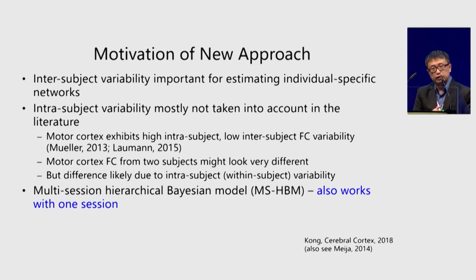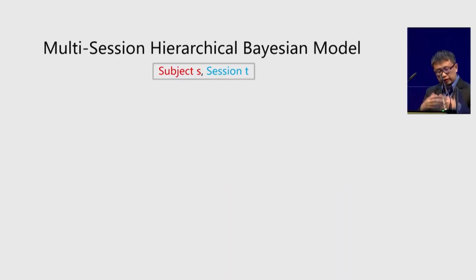So Ruby developed a multi-session hierarchical Bayesian model. This model needs to be trained on multi-session data, but the nice thing is that once it is trained, it can work with 1 session of data. Let me just give a quick overview of the model. Let's denote subject by S and session by T. I promise there won't be many equations.